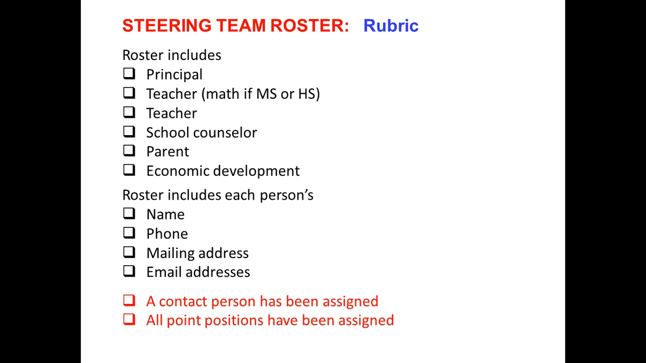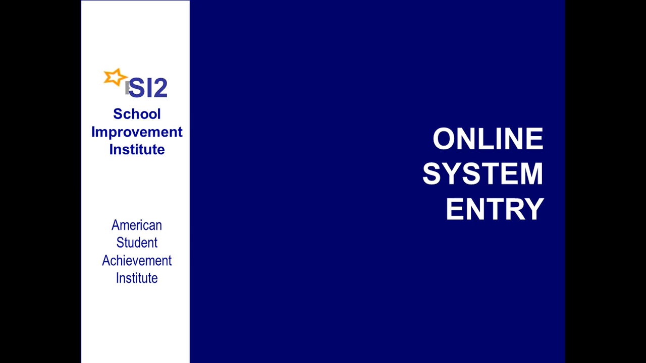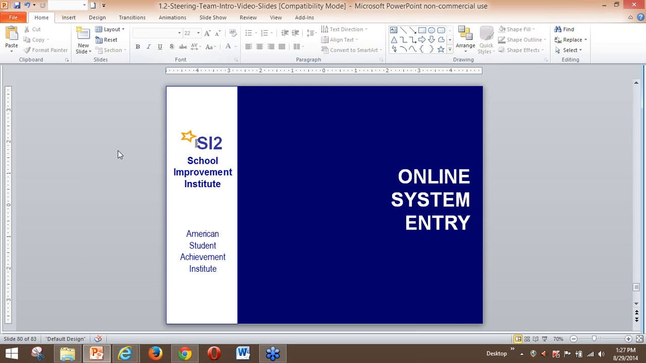But what we need to add to that now is that a contact person has been assigned. So your contact person is really just a liaison to SI. Oftentimes it's a teacher, it could be the principal, it doesn't matter. It's just if we need to call somebody, who do you want us to call? And then all point positions have been assigned. So we'll show you how to do that in a sec. Okay, so that brings us up to the online system. Let's look at that real quickly.